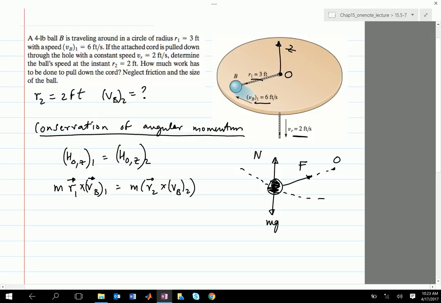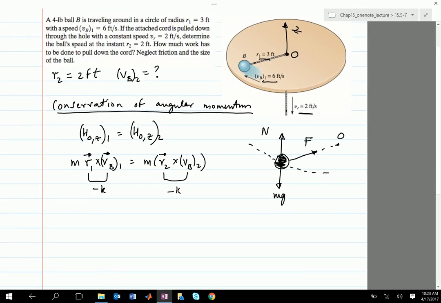Now r is in this direction, in the horizontal plane. V is tangential to the plane. So when you do r cross v, you get a vector which goes in the negative k direction. That's why H is only in the z direction. You don't have to write the vector if you realize that. So this thing is in the minus k direction. Again, this is in the minus k direction. Again, you don't need to write it if you realize it's in the z direction. I'm just showing you how that's in the z direction.